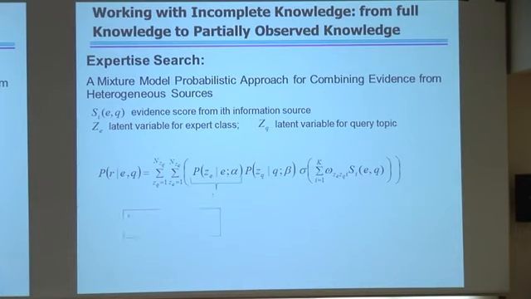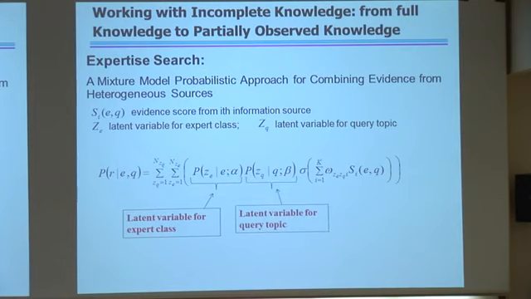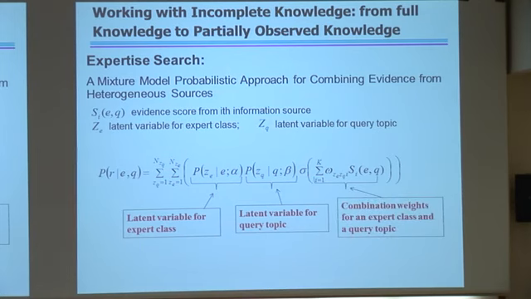So here we have one component that tells us the latent variable, or the latent class, of an expert candidate by looking at a bunch of features of this candidate. And we have another latent variable that tells us what type of user query it is. Then based on these two hidden variables, we combine the information sources together to predict whether an expert candidate is really an expert for a user query.